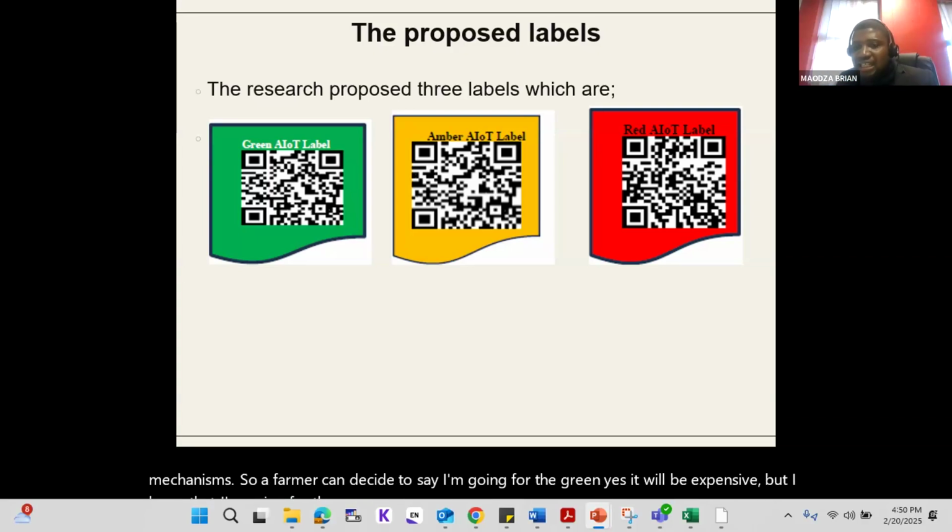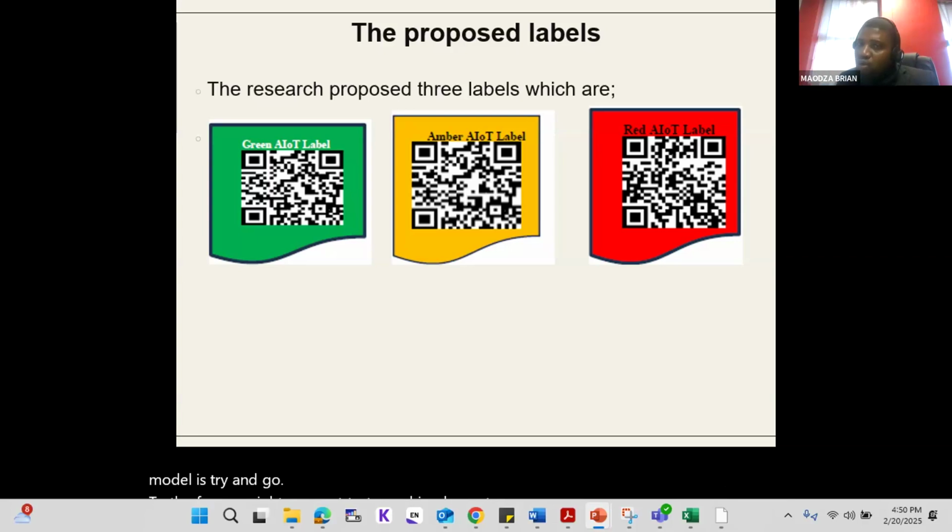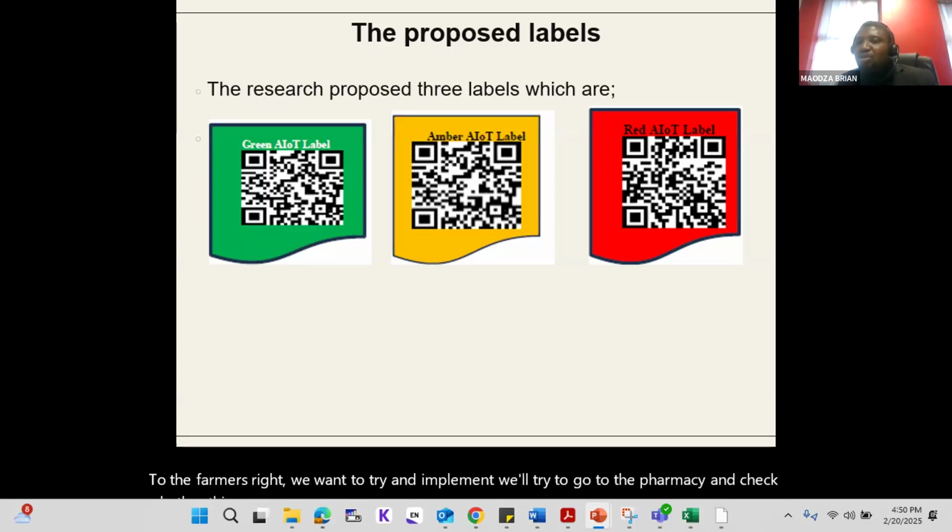So basically, that's it. Then the future research of the proposed model is to go to the farmers, right? We'll try to go to the farmers and check whether this proposed scheme can actually work in the actual farm environment. So basically, ladies and gentlemen, that was our research paper. I leave this if there are any questions.